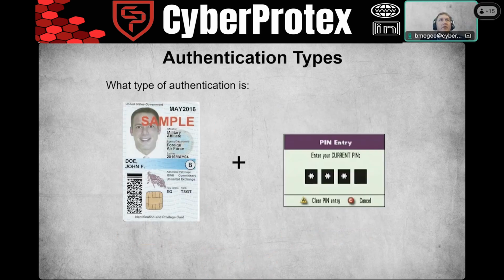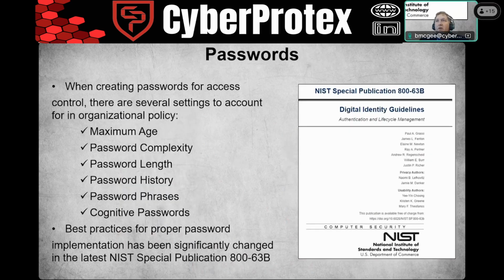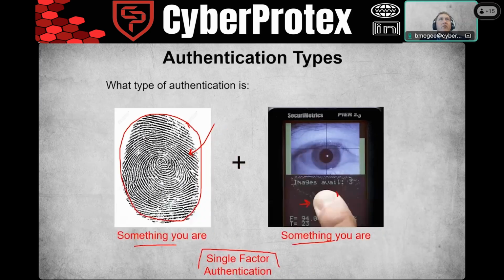Well, in this particular case, we have John Doe, who, this looks like a CAC, and he has his PIN right here. So CAC plus his PIN. What would this be? Go ahead and put it into the chat window. Two-factor authentication. Yeah, two-factor. Good. Something you know, which would be the PIN. Good. And then something you have, right? So something you know, something you have. So multi-factor authentication. Good.